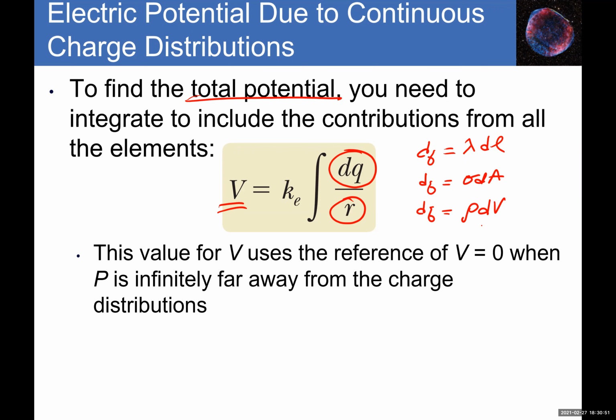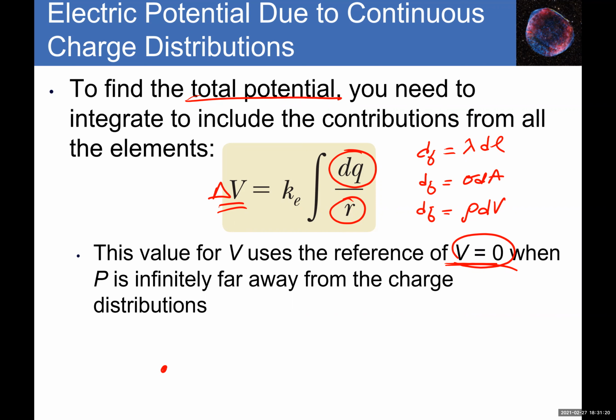Okay, but in any case, this is technically delta V, but we use V equals 0 when the other point of interest is infinity. That means when we are finding the potential, this is the potential relative to some other point. To make it simpler for us, that other point is infinity, and we know that potential over there is 0.